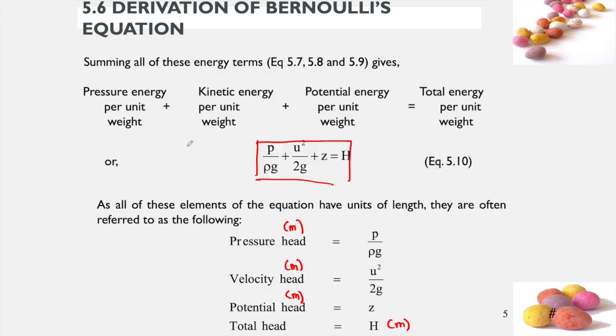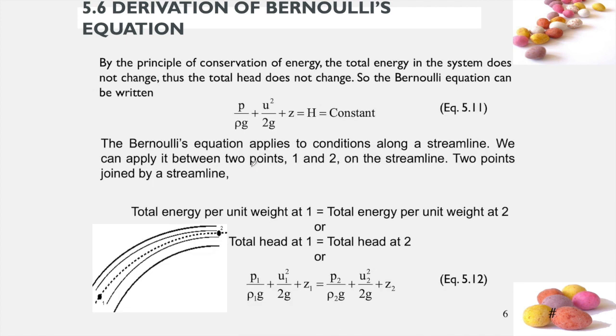From the previous Bernoulli's equation, the total energy in the system does not change. Therefore, P over rho g plus u squared over 2g plus z is constant. Bernoulli's equation applies to conditions along a streamline. We can apply it between two points, 1 and 2, on the streamline, two points joined by a streamline.